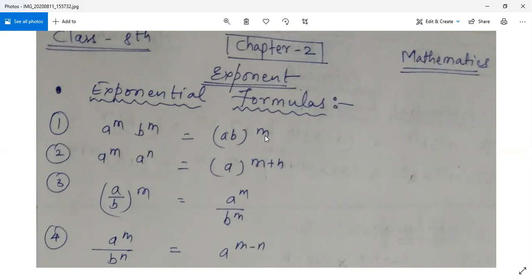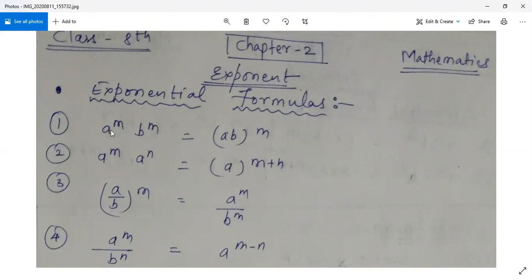Well, in the first formula the base is different. The exponent consists of two parts: a and b are the alphabets which denote the base, and m, which is written in power. The exponent has a base and a power. That power is called the exponential power, and the base is called the exponential base.